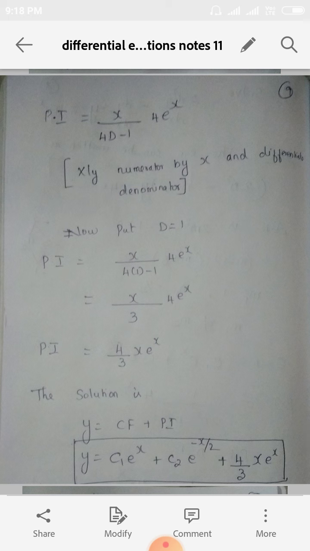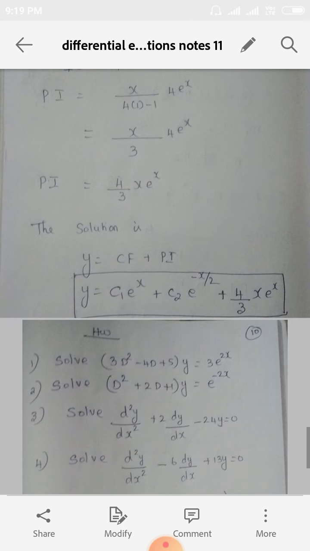Suppose after this we again get the failure case, what is the same procedure? Multiply the numerator with x. What do we get? x into x, it becomes x square. And again differentiate the denominator. What is the denominator? 4D minus 1. So after we differentiate, what do we get? Simply 4. So the particular integral becomes x squared by 4. This is the procedure for the failure case. So in this problem, we get x by 3 into 4 e power x, that is 4 by 3 x into e power x.